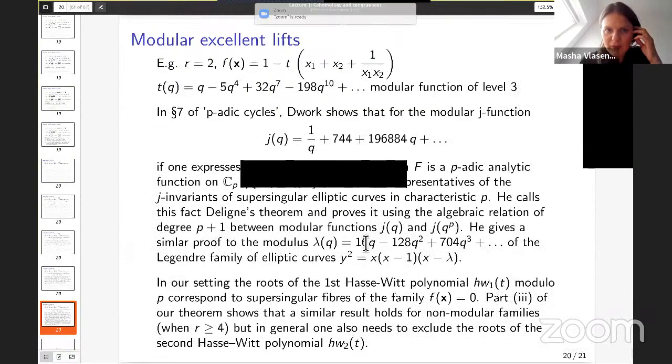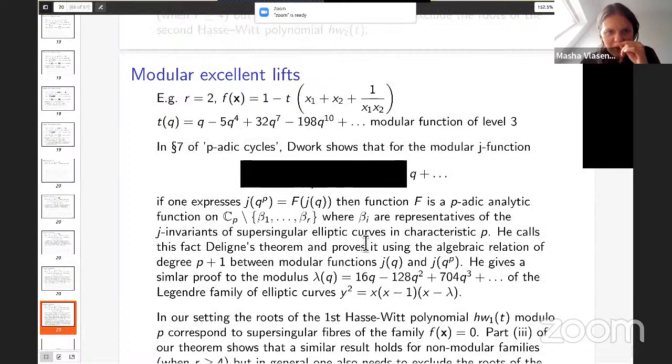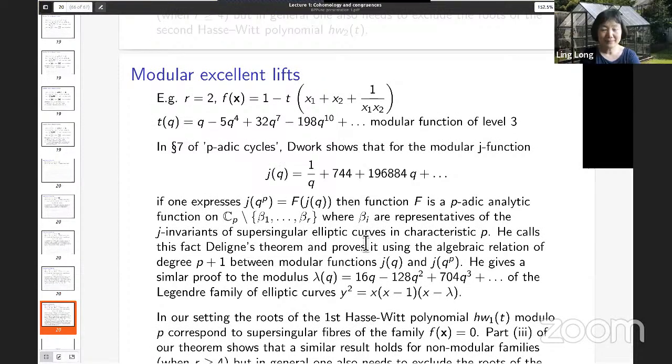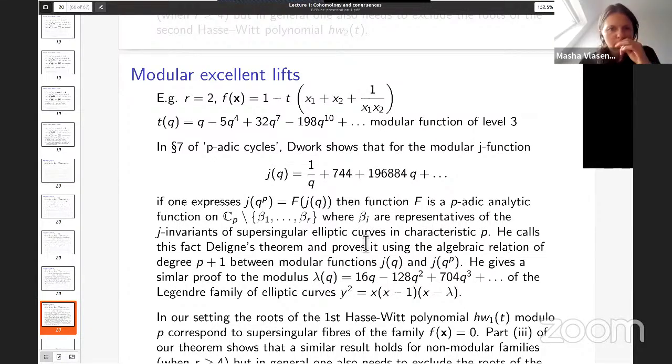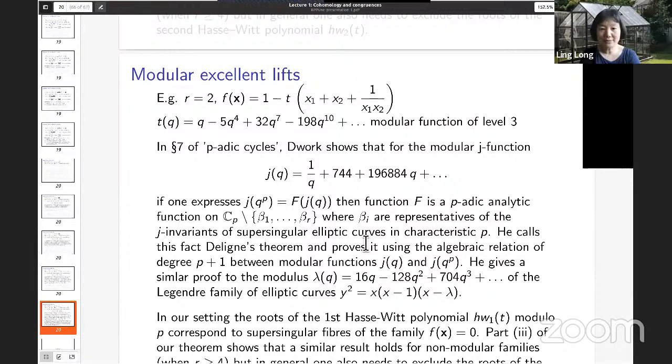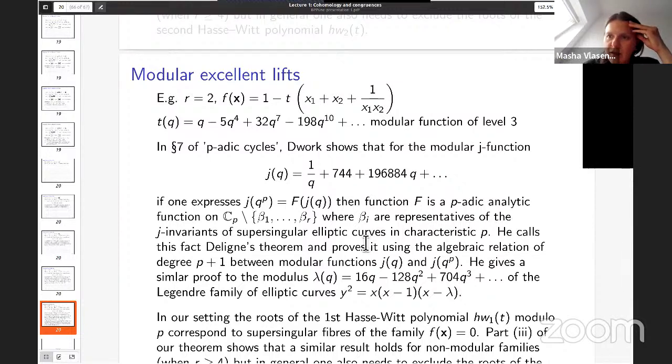Do you mean this one, the modular example? Yeah. So using your excellent lift, right? You get to the t to the 2x. Yeah.